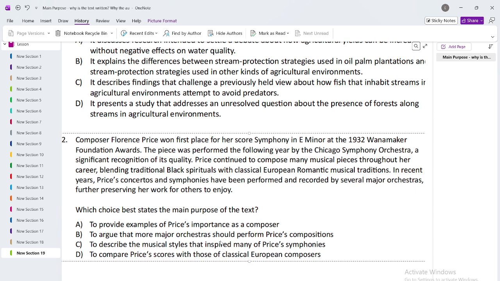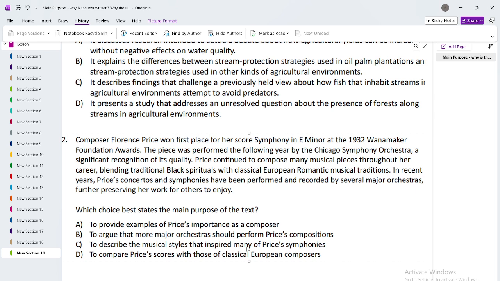B. To argue that more major orchestras should perform Price's compositions. Now, there is no arguing, right? And it's not talking about how other orchestras also should perform this woman's compositions, this woman's pieces. It's not mentioned here. It's not the main purpose. It's not even mentioned. So B is out.